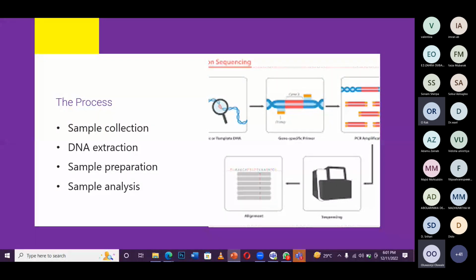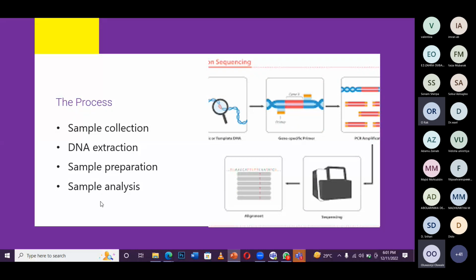Now, all these are huge work because of sample collection. You go to the site, you must know the site you want to get it from, and why you are getting it from that site. You must have a research objective. Then we have DNA extraction, sample preparation, and sample analysis. Now, we are going to be looking into sample analysis.